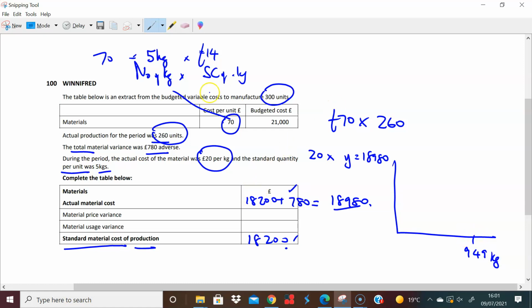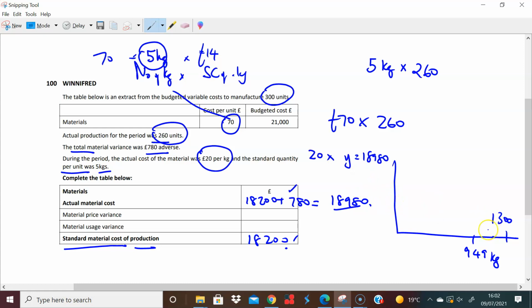Now, I know that it says here you're supposed to use 5 kilograms to make each unit. So therefore, for 260 units, I'm expecting you to use 5 kilograms times 260. So 5 times 260 is 1,300. So actually, I'm expecting you to use 1,300 kilograms.